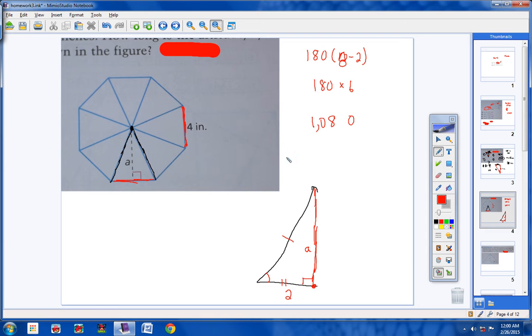That's 1080. So if I add up all 8 of these angles right here on the inside, I get 1080. So I'm going to divide that by 8 to find out what one angle is, okay? So divide that by 8. I get 135.